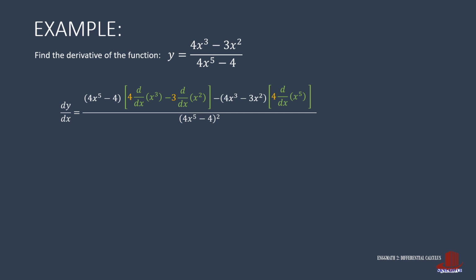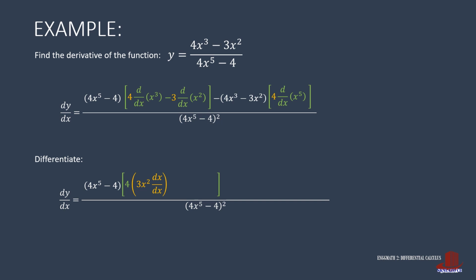Left with simple terms of derivatives, we can now differentiate. Place the copied lower term times 4 times the derivative of x cubed, which is 3x squared dx over dx, minus 3 with the derivative of x squared, which is 2x with dx over dx. Also, place a copied upper term, multiplied by the constant 4 with the derivative of x raised to 5, which is 5x raised to 4, dx over dx. Dx over dx is 1.